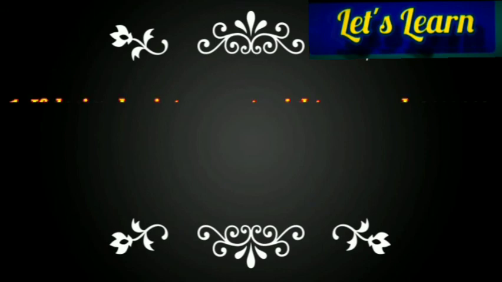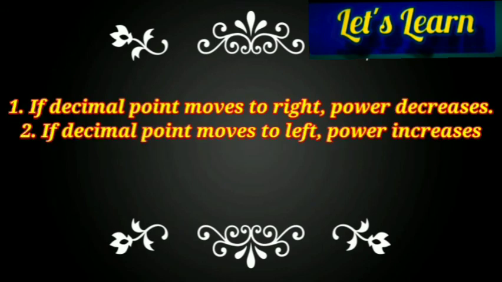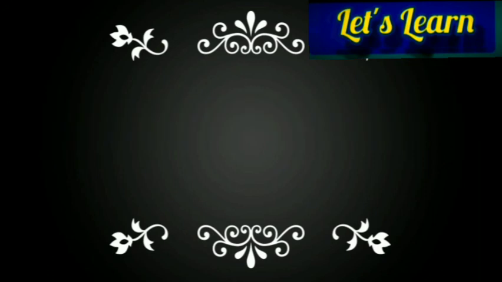Let us wind up. Rule number 1. If the decimal point moves to right, power decreases. Rule number 2. If the decimal point moves to left, power increases. In the first case, we have to subtract the number of places from the power. In the second case, we have to add the same. This is all.